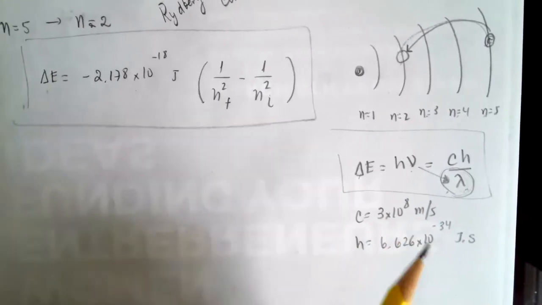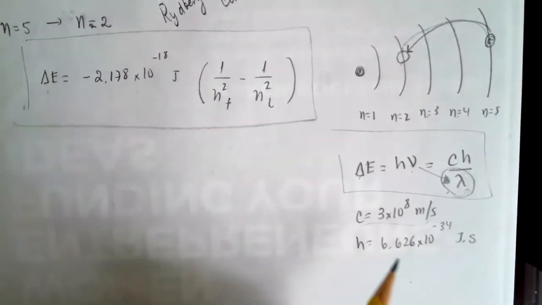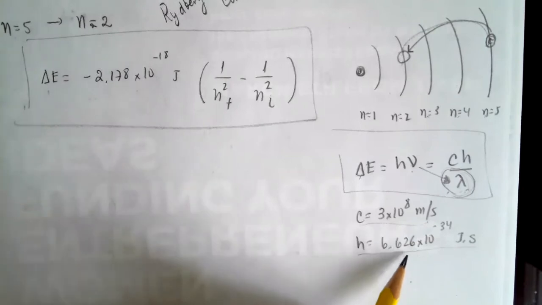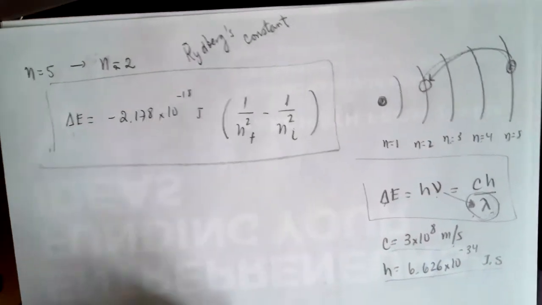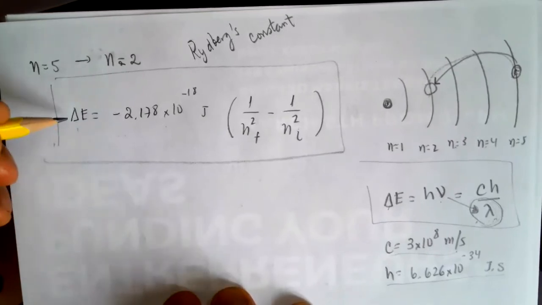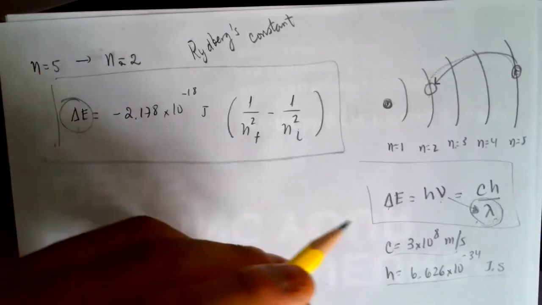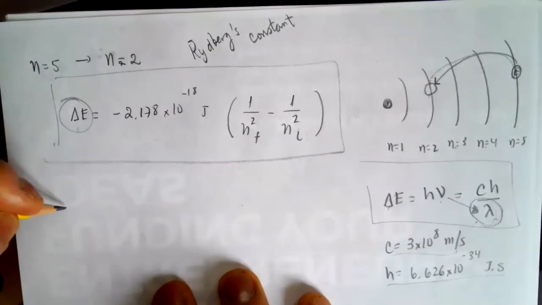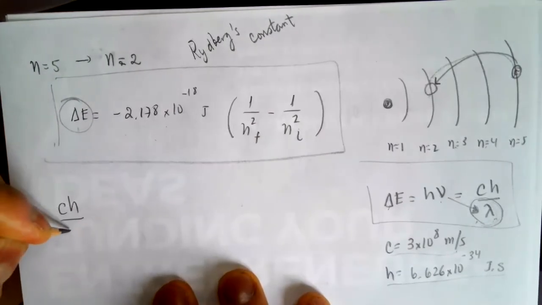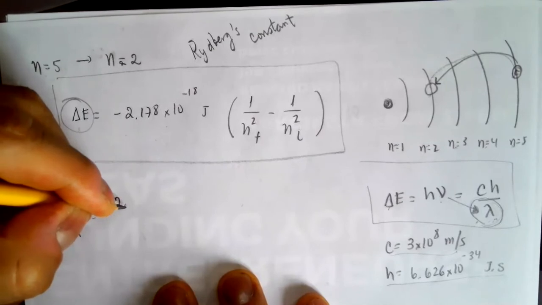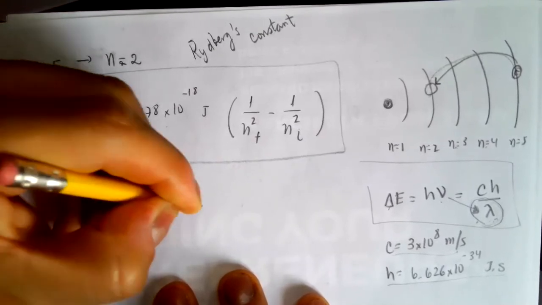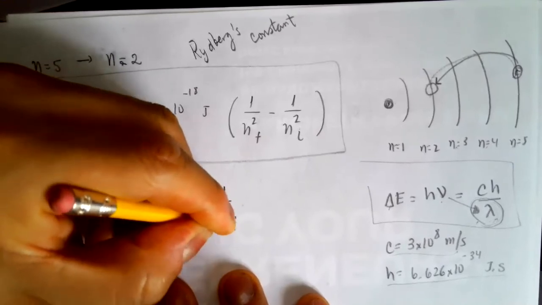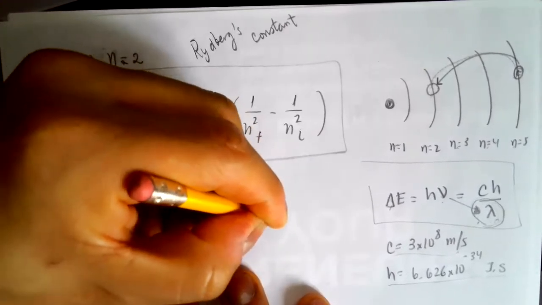Things that I need to apply this equation: the speed of light, 3 times 10 to the 8, and Planck's constant, which is 6.6 times 10 to the minus 34. All right, so let's do that. Basically what I need to do is combine these two formulas. This delta E is this, and this delta E is this. So delta E will be equal to hc over lambda, and equal to minus 2.178 times 10 to the minus 18 joules, times 1 over n final squared minus 1 over n initial squared.